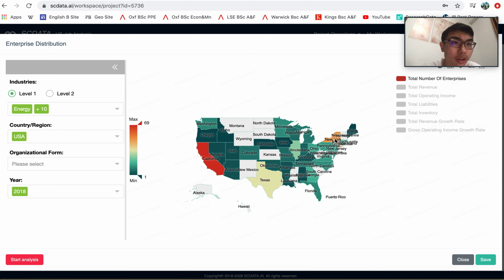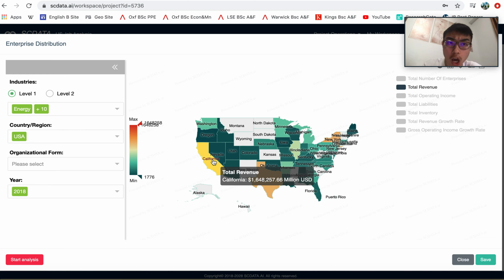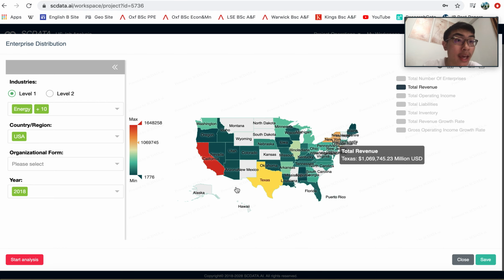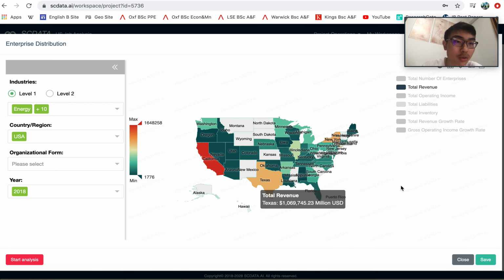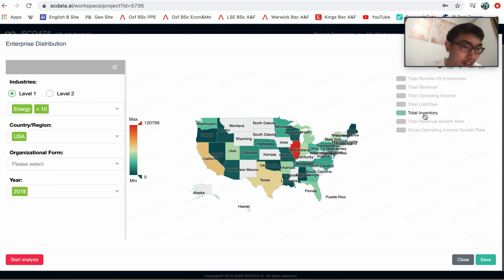Runner-up is New York, and Oklahoma, Arizona, Nevada, Oregon. And you can also switch to total revenue to see it's again California. Remember, you are taking account of all these industries. After that is New York and Texas. Okay, so you have many elements, 7 elements here you can play around, including inventory.